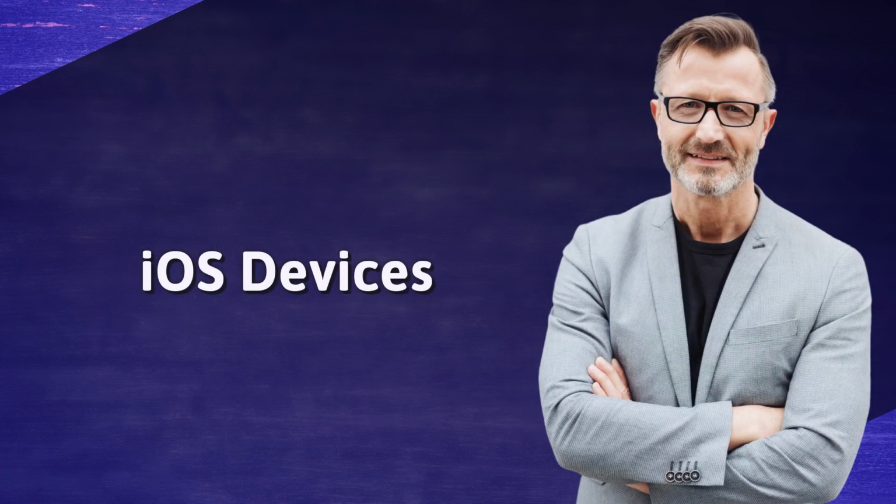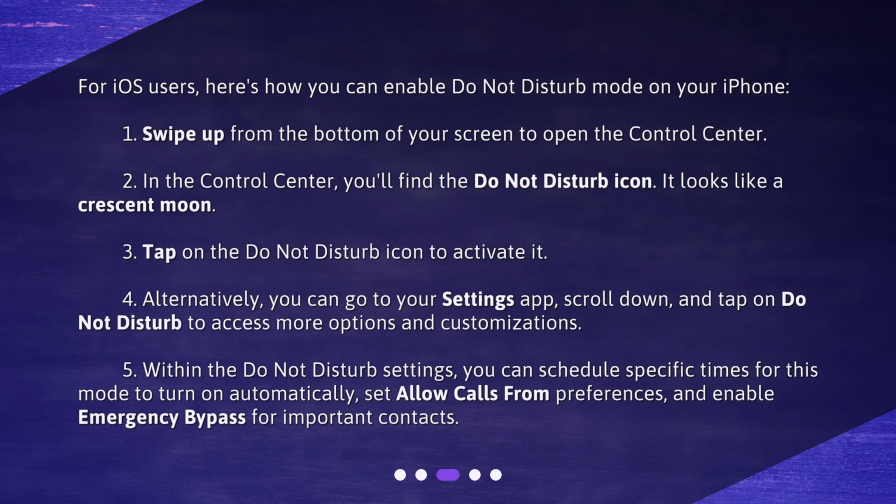iOS devices. For iOS users, here's how you can enable Do Not Disturb mode on your iPhone. 1. Swipe up from the bottom of your screen to open the Control Center. 2. In the Control Center, you'll find the Do Not Disturb icon. It looks like a crescent moon. 3. Tap on the Do Not Disturb icon to activate it.